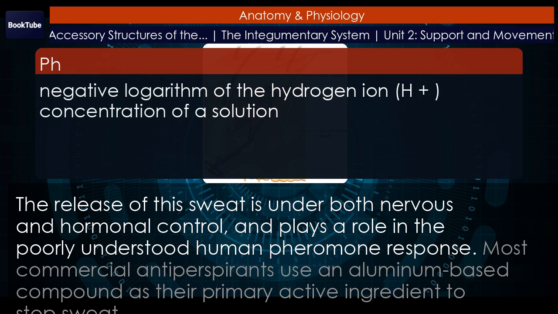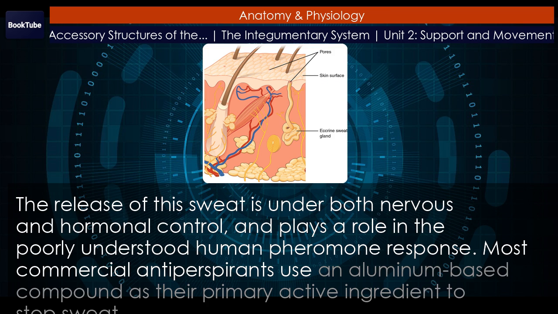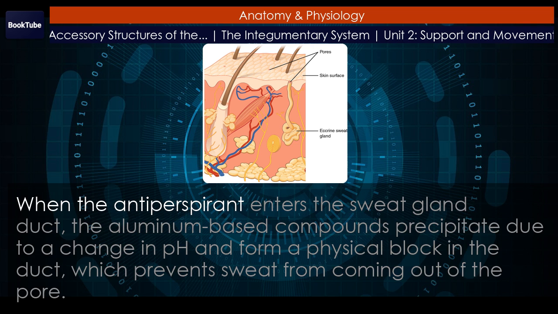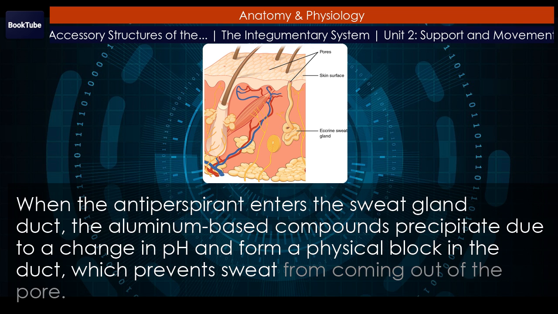Most commercial antiperspirants use an aluminum-based compound as their primary active ingredient to stop sweat. When the antiperspirant enters the sweat gland duct, the aluminum-based compounds precipitate due to a change in pH and form a physical block in the duct, which prevents sweat from coming out of the pore.